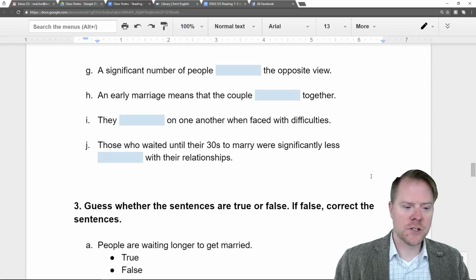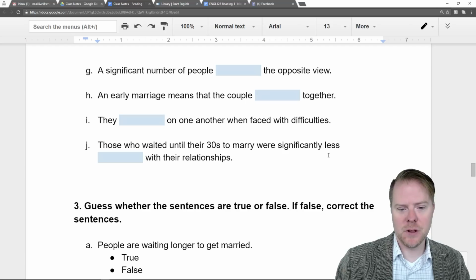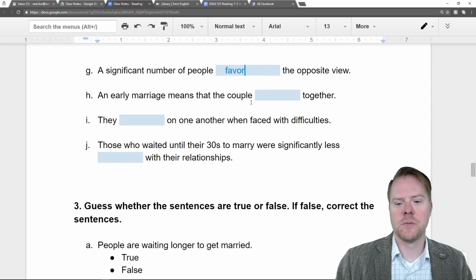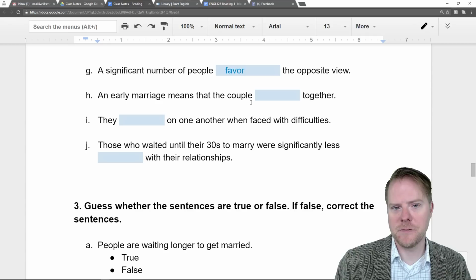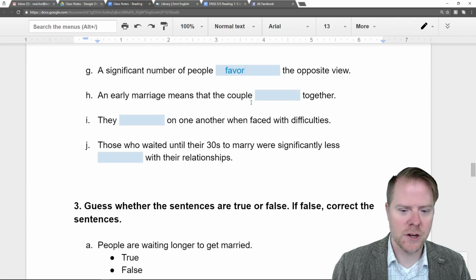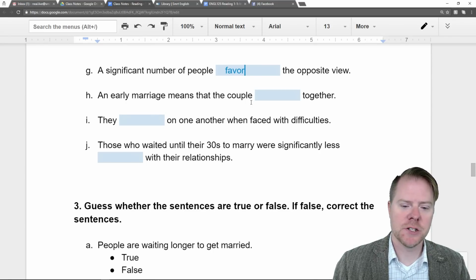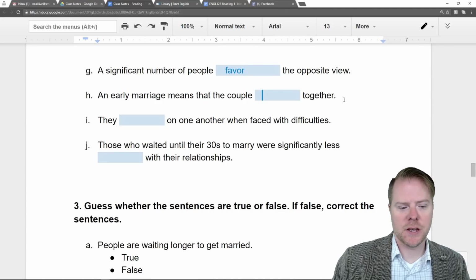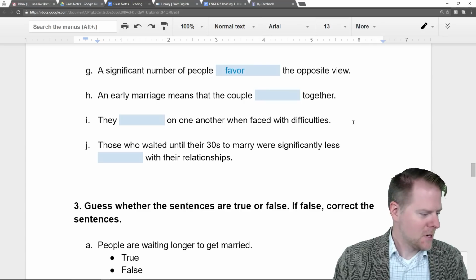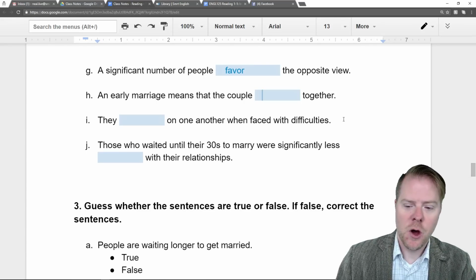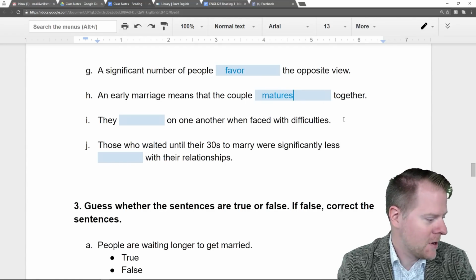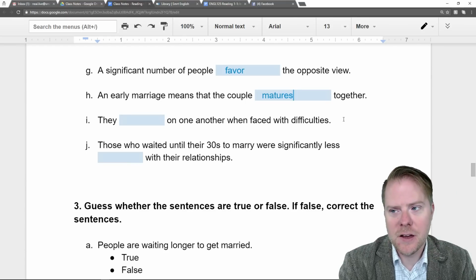So we'll go through these a little more slowly. A significant number of people, and here's where we're going to use favor. Favor the opposite view. They have a stronger preference for the opposite view. They tend to think more of the opposite view. So we're going to use favor here in this case. What else do we have? H, an early marriage means that the couple, what do you think here? That the couple what together? Rely together? Could it be rely together? How about matures together? They grow together physically and mentally. They mature together.